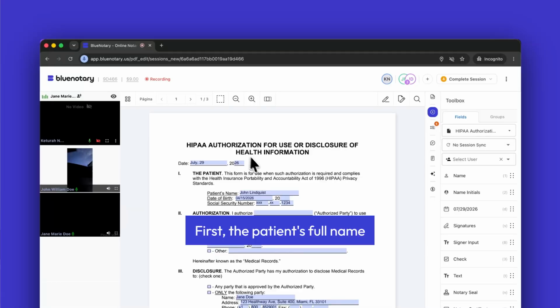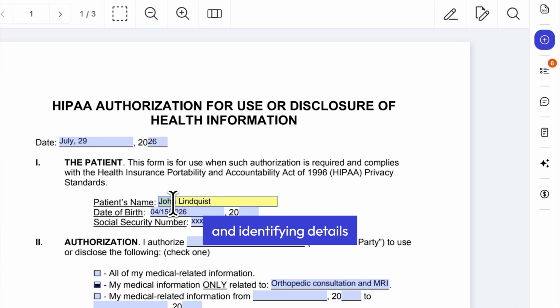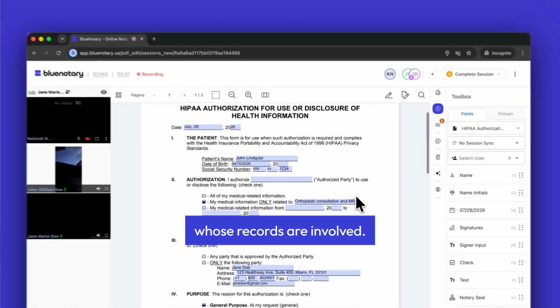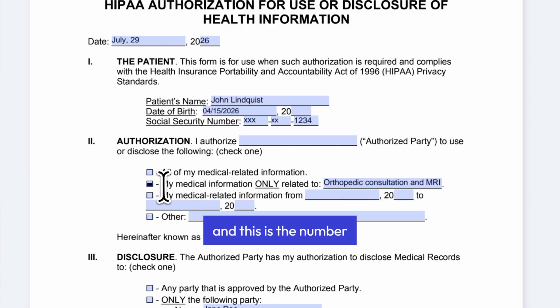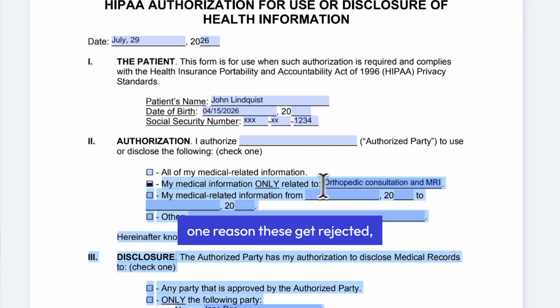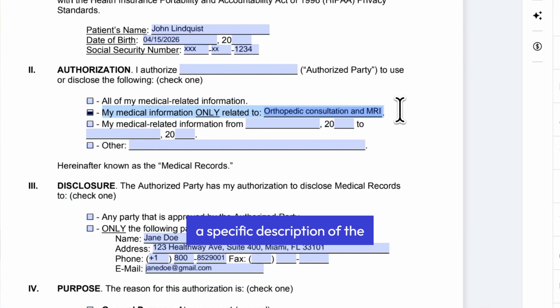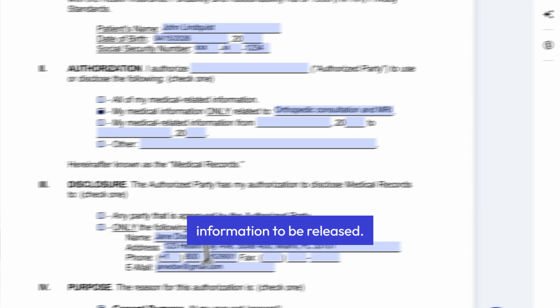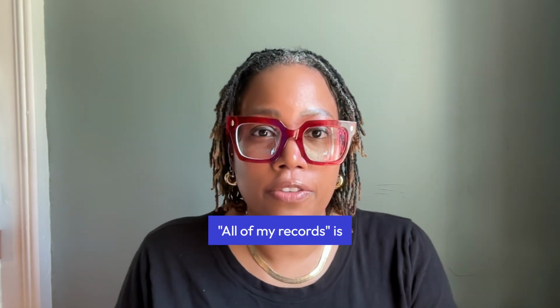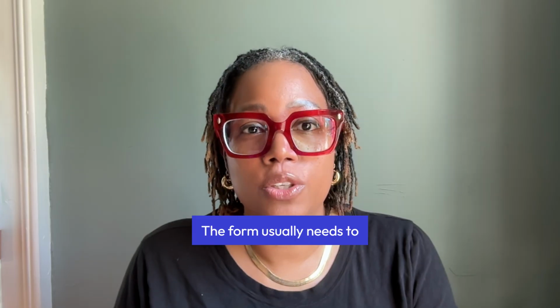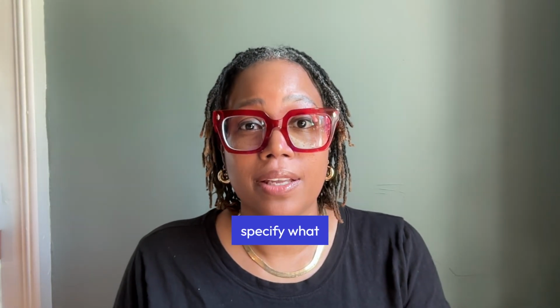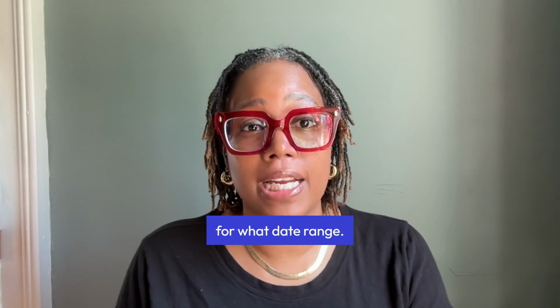First, the patient's full name and identifying details, so the provider knows exactly whose records are involved. Second, and this is the number one reason these get rejected, a specific description of the information to be released. "All of my records" is often too vague. The form usually needs to specify what, and sometimes for what date range. Third, who is releasing the information and who is receiving it, both named clearly.